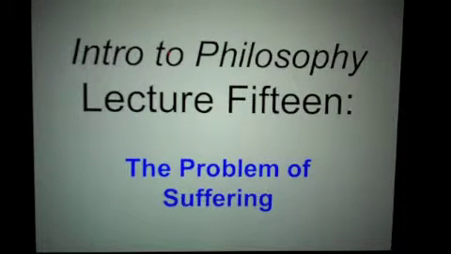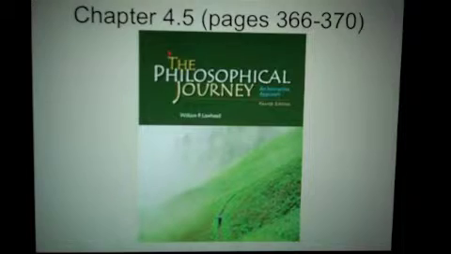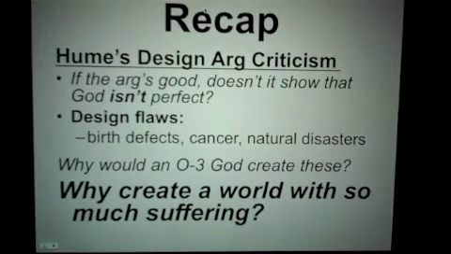We're going to talk about a new argument, the problem of suffering. This is based off chapter 4.5, pages 366 to 370 of the textbook. So just to recap, we started to dabble with this argument by looking at the very last argument from class, one of David Hume's criticisms of the design argument.